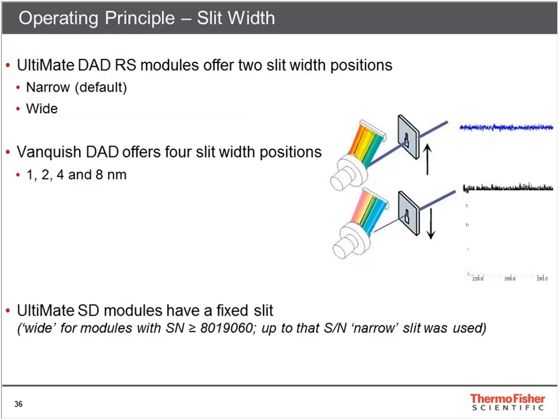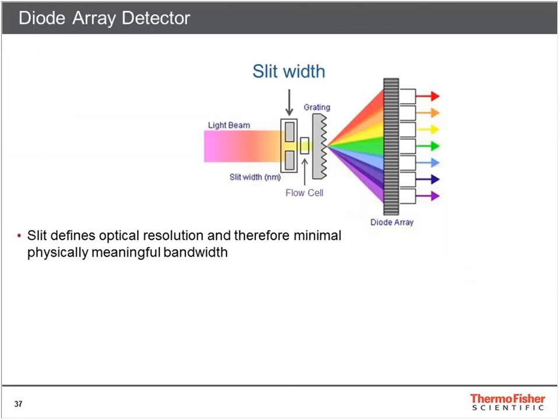There are two versions of the Ultimate 3000 diode array detector. The RS, which has two settings, narrow and wide, and the SD with a fixed slit. On the Vanquish, you can set the slit at 4 different positions. This is a typical diode array detector. The light will first go through a slit that will define the optical resolution of the detector before entering the cell.